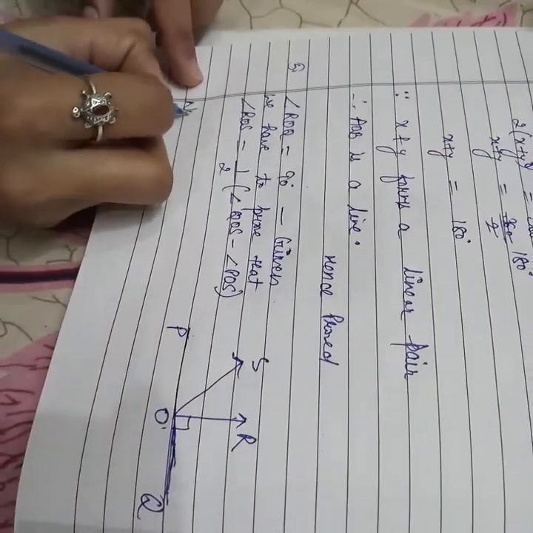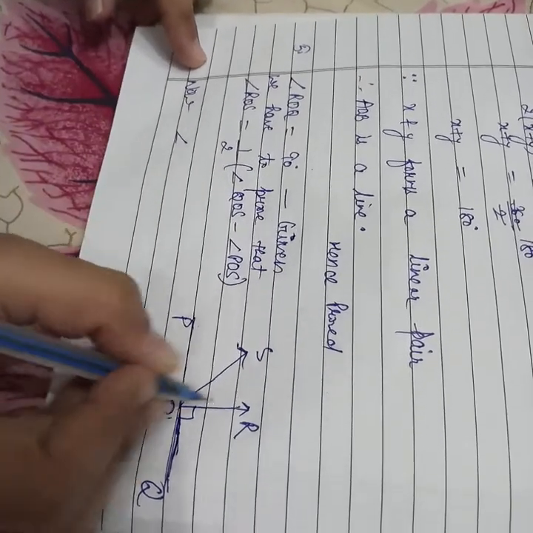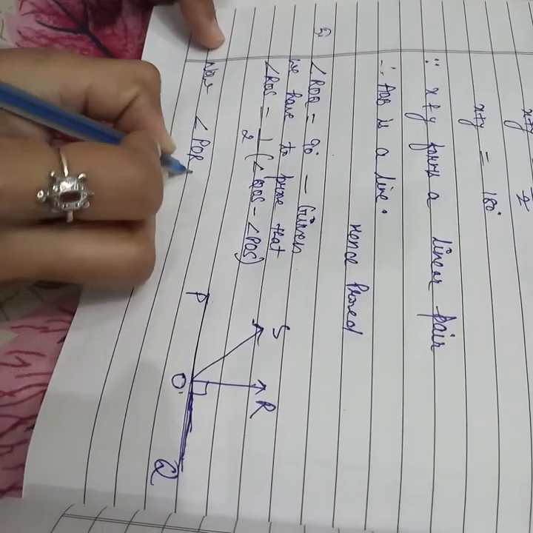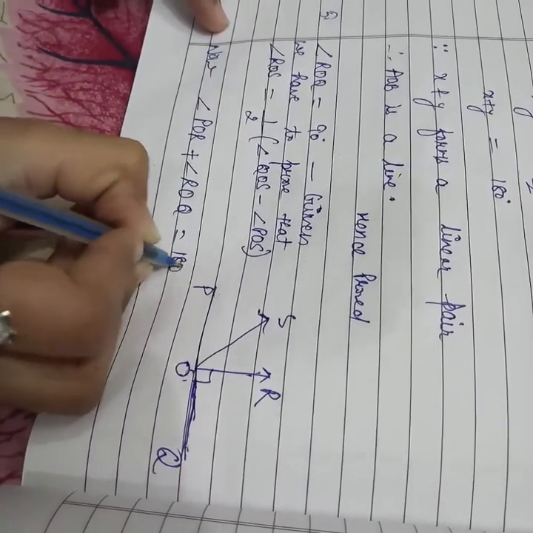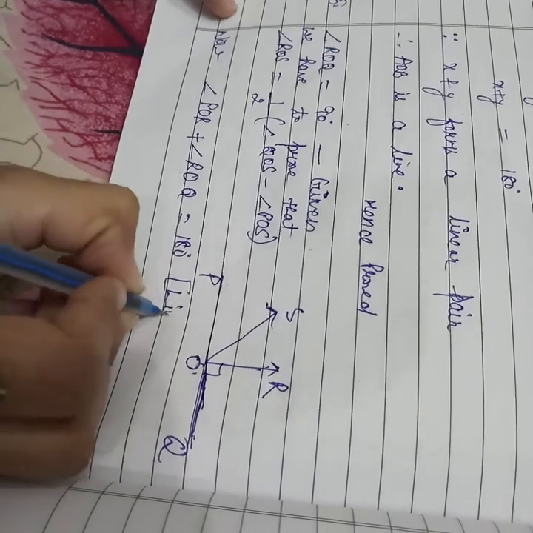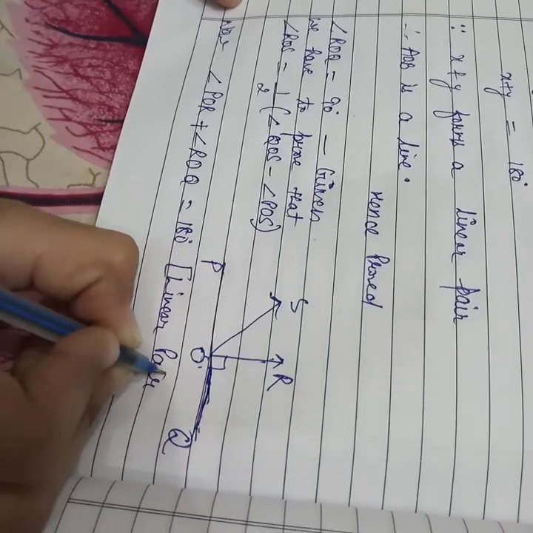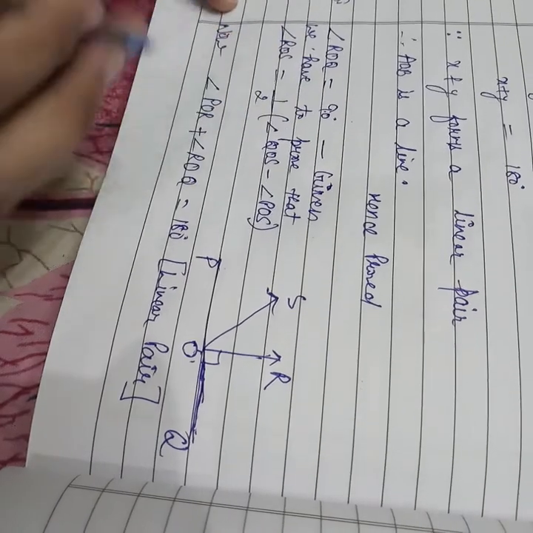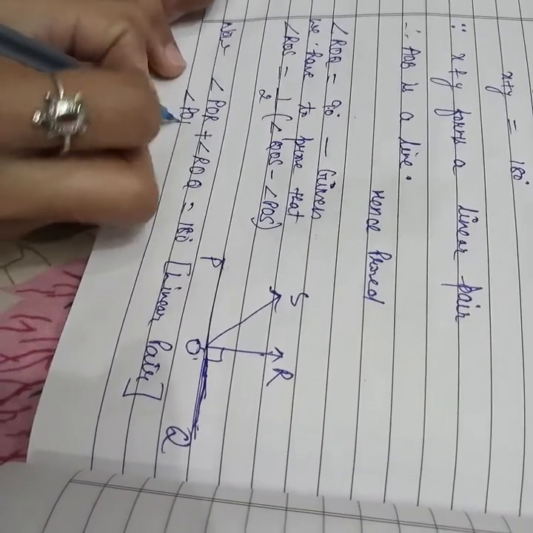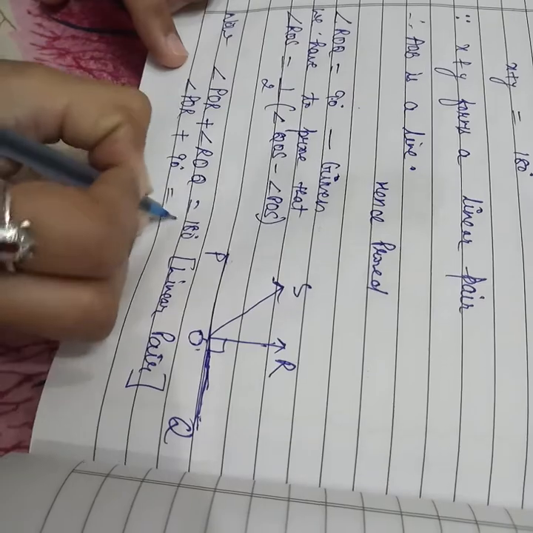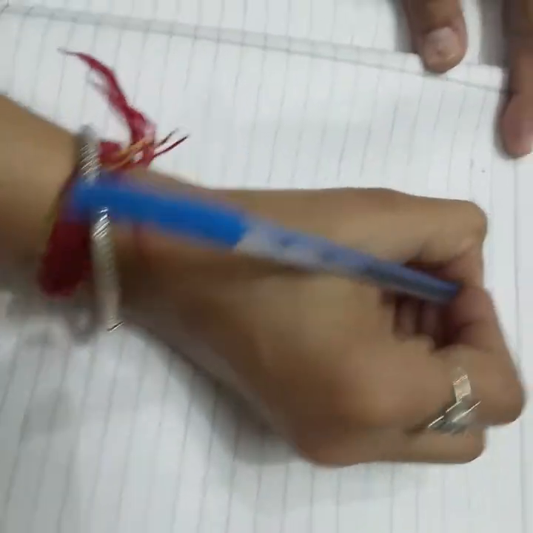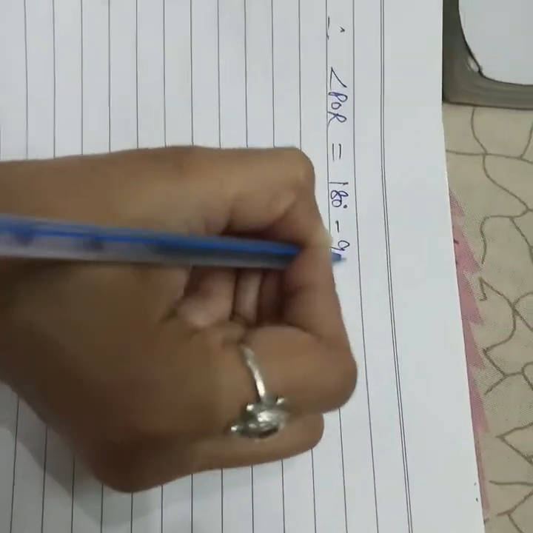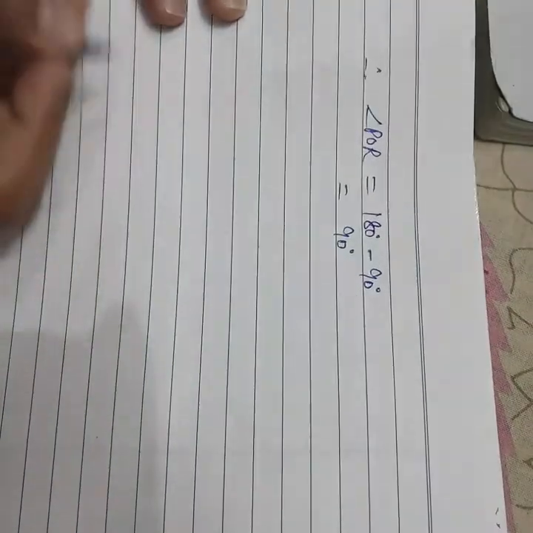Now angle POR plus angle ROQ equals 180 degrees by linear pair. Now ROQ equals 90 degrees, so POR plus 90 degrees equals 180 degrees. Therefore angle POR equals 180 degrees minus 90 degrees, which equals 90 degrees.